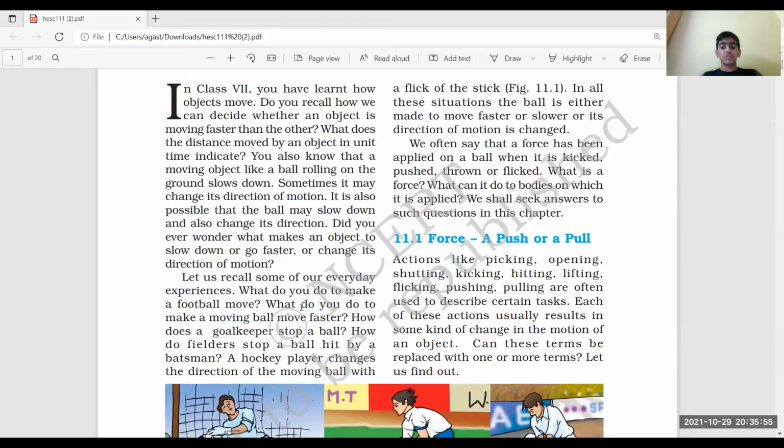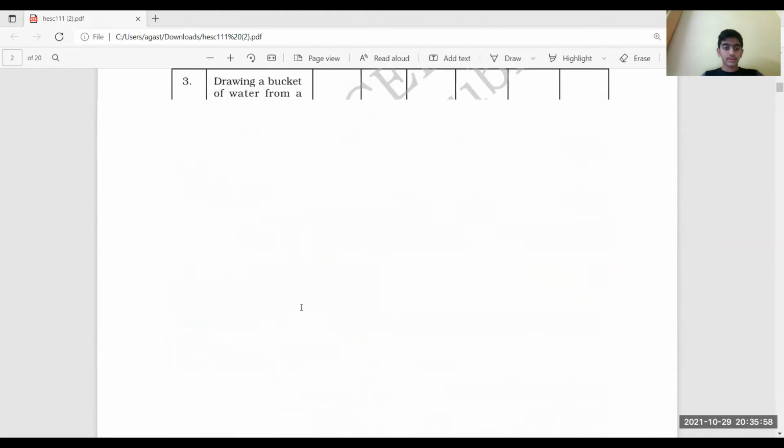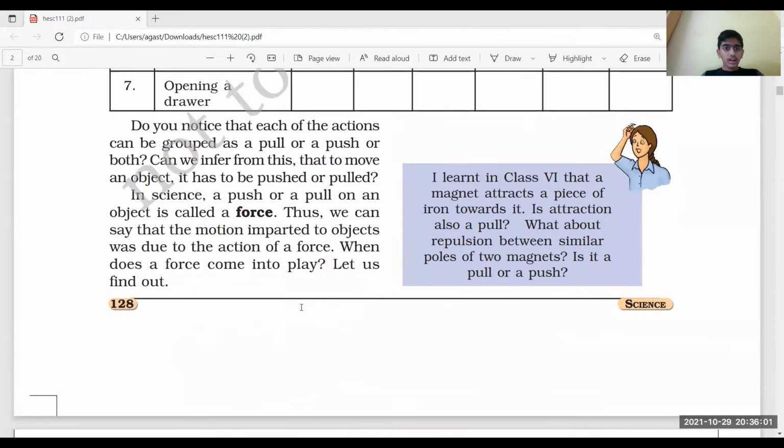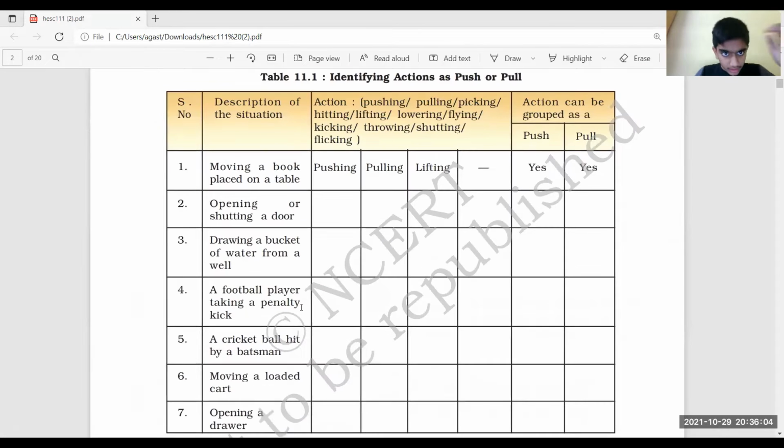Can these terms be replaced with one or more terms? Let us find out. There's a table over here, and I guess this is about the actions. What actions do you think can happen? Opening or shutting a door, of course, pushing or pulling. Shutting is also correct. Even kicking, few people just kick and come. But still, the main things are pushing, pulling, and shutting, what I feel.